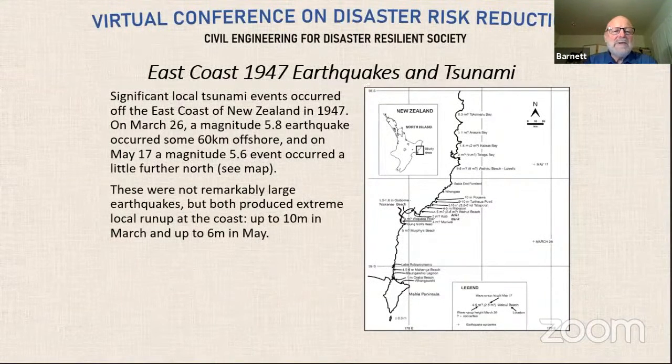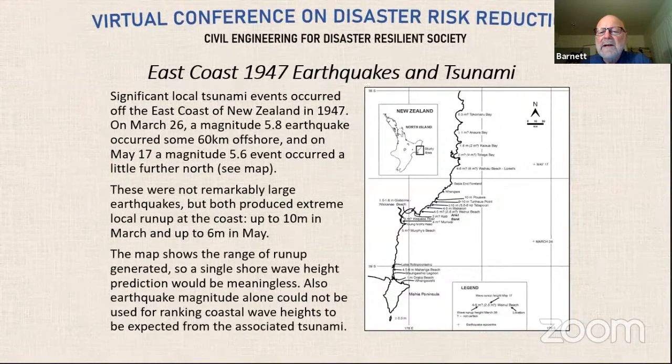Magnitude 5 to 6 are not remarkably large earthquakes. They both produced extreme local run-up along the coast, up to 10 meters in the March event and up to 6 meters in the May event. The 10-meter one, next please, was at Tatapuri. Just read the 10 meters there, small writing. So we can't just talk about a single shore run-up, because it varies quite considerably. If we're trying to warn people about their district, we can't just give a general predicted shoreline wave height. That is not useful. So next, please.